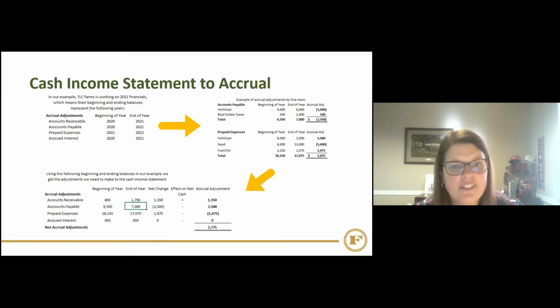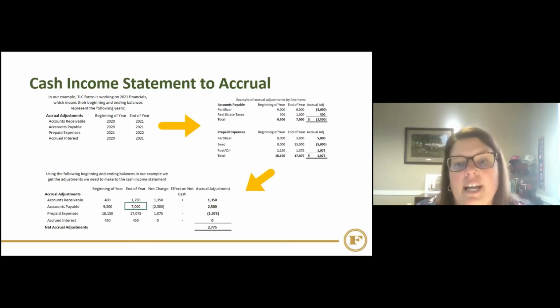So where does that leave us? Let's say we already calculated accounts receivable and accrued interest. I didn't show you those examples, but let's say we already did that. We now have everything we need to make our accrual adjustments. Like I mentioned on the last slide, make sure you are thinking about how that accrual affects your net cash income. Having a positive accounts receivable means that this farm has earned revenue that they have yet to receive. So taking out beginning balance from the ending balance, they have a positive 1,350 in revenue that has not been paid yet.